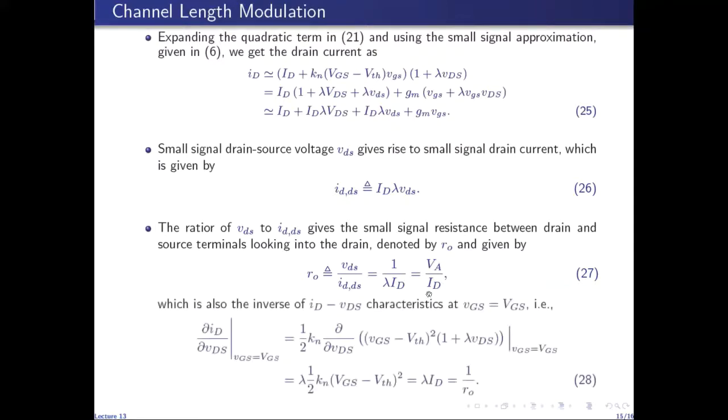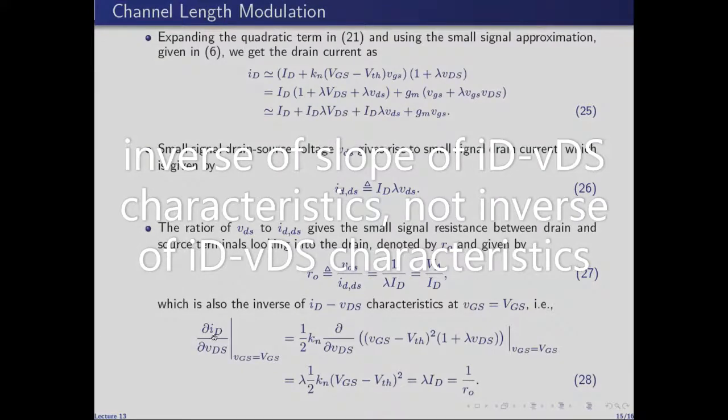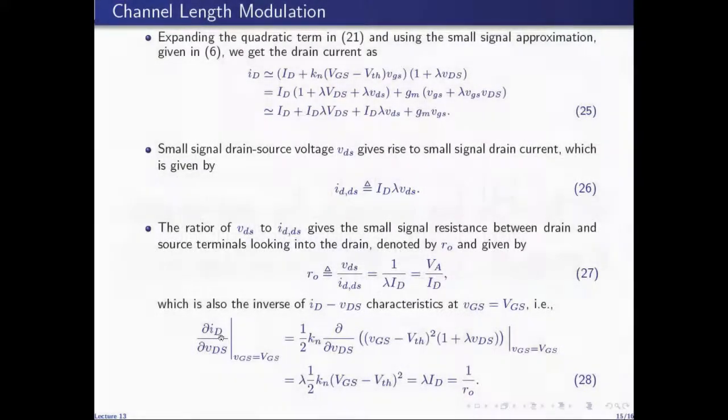And this resistance can also be seen to be equal to the inverse of the ID VDS characteristics. So if I take the derivative of ID with respect to VDS at the bias point, so I differentiate the actual expression of ID with respect to VDS at the bias point, I can find it to be equal to lambda times ID, which is equal to 1 over R naught. So R naught is actually equal to the inverse of the slope of the ID VDS characteristics at the bias point.